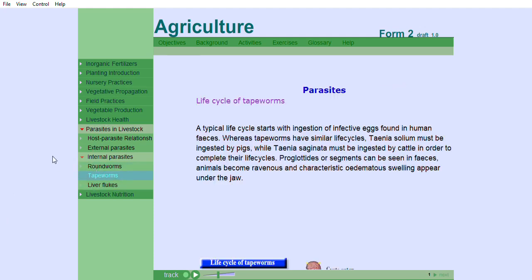Life cycle of tapeworms. A typical life cycle starts with ingestion of infective eggs found in feces. Tapeworms have similar life cycles. Taenia solium must be ingested by pigs, while Taenia saginata must be ingested by cattle in order to complete their life cycles. Proglottids or segments can be seen in feces. Animals become ravenous and characteristic edematous swelling appears under the jaw.